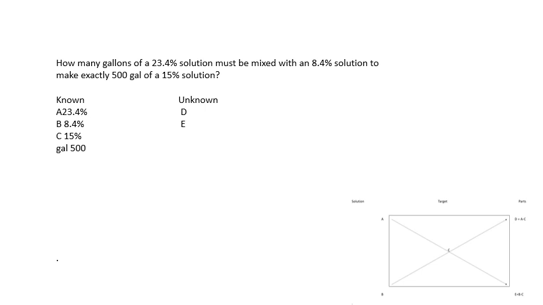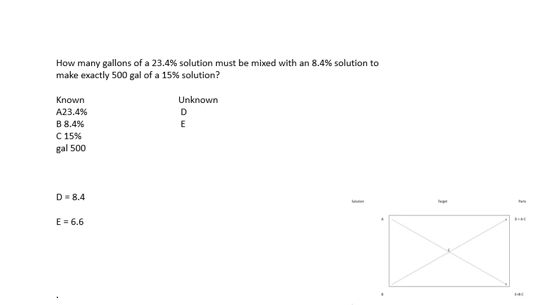Go ahead and plug my knowns and unknowns in. So 23.4% for solution A, 8.4% for solution B. Again, you're looking to finish off with 500 gallons of a 15% solution. So we're going to solve for D and E, where D is equal to A minus C and E is equal to B minus C. So we're going to plug those numbers in. So 23.4% minus 15% and 8.4% minus 15%. You do your math. You get 8.4 and 6.6 parts. So D is 8.4 parts, E is 6.6 parts.